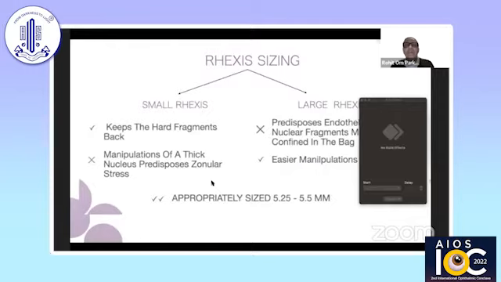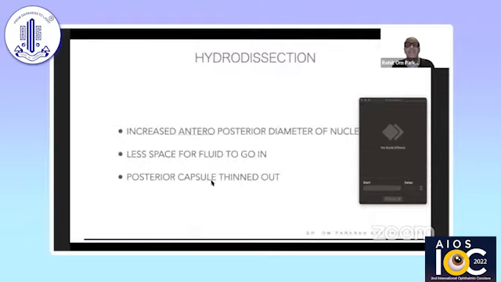Rhexis sizing is also very important. Small rhexis has its own problems because it causes manipulations of thick nucleus, making it predisposed to zonular stress. Large rhexis predisposes to endothelial trauma. So we have to plan an appropriately sized 5.25 to 5.5 millimeter rhexis.